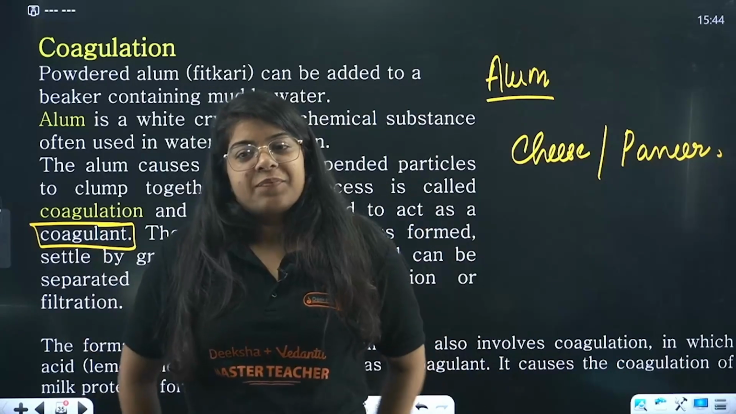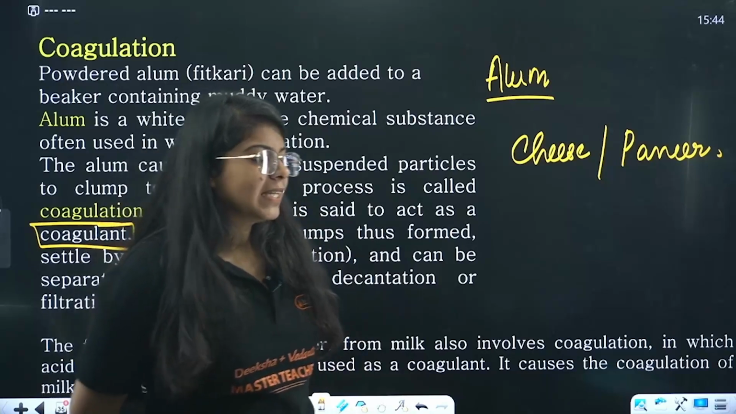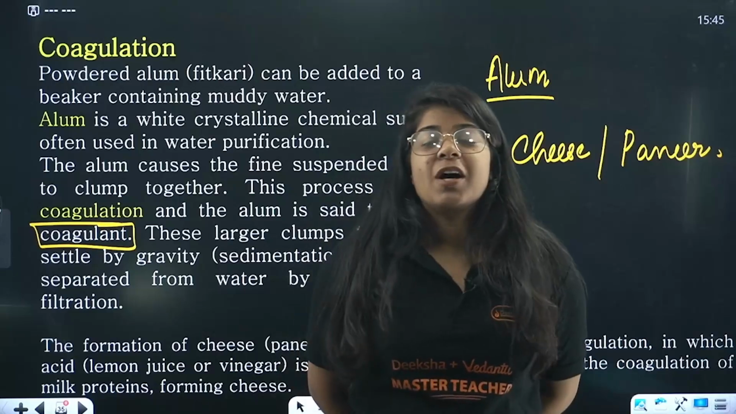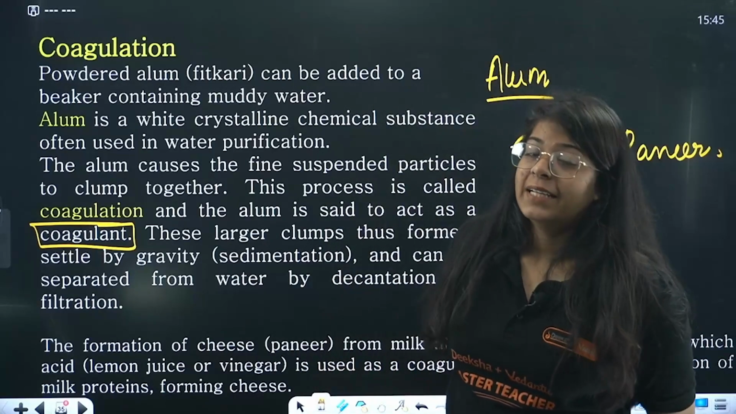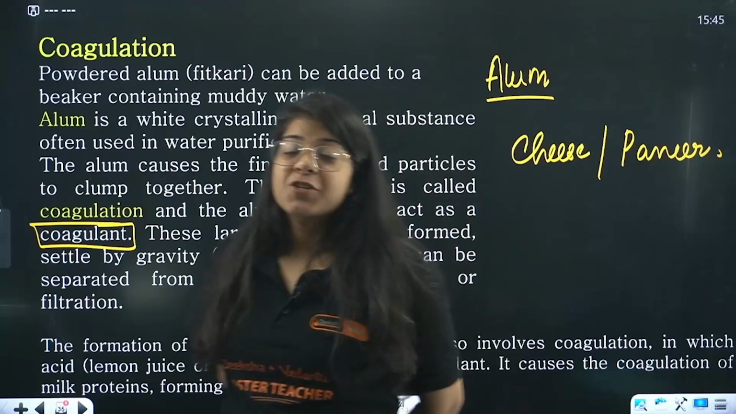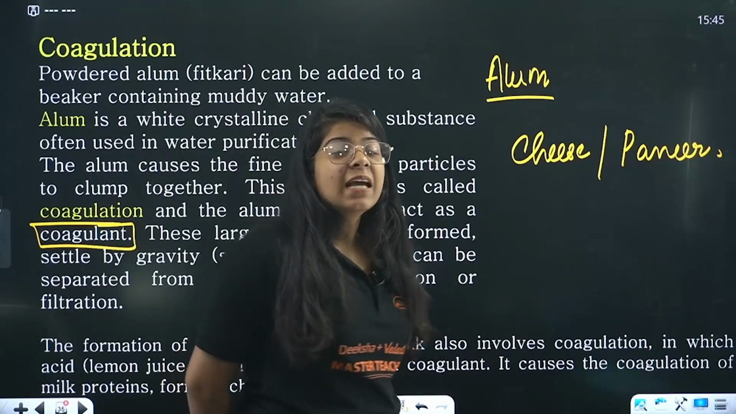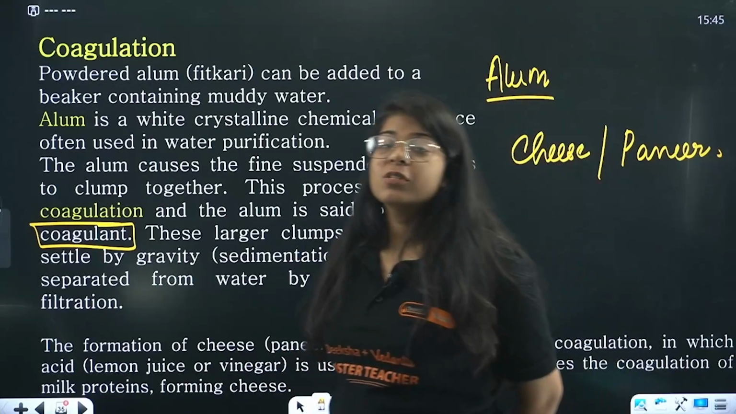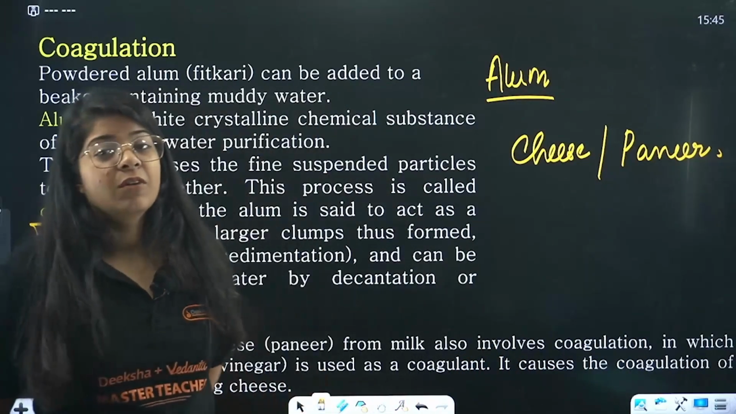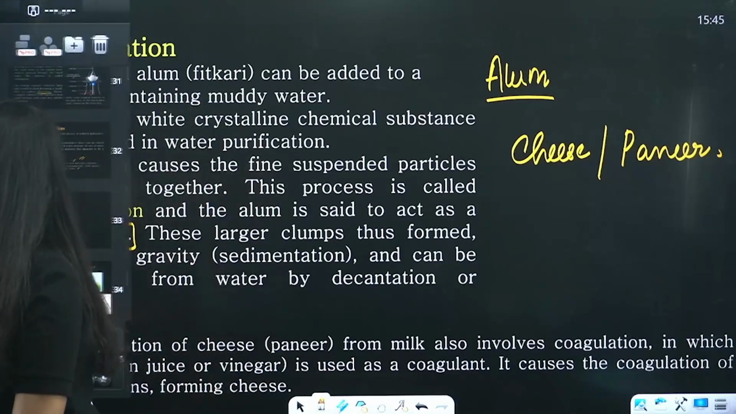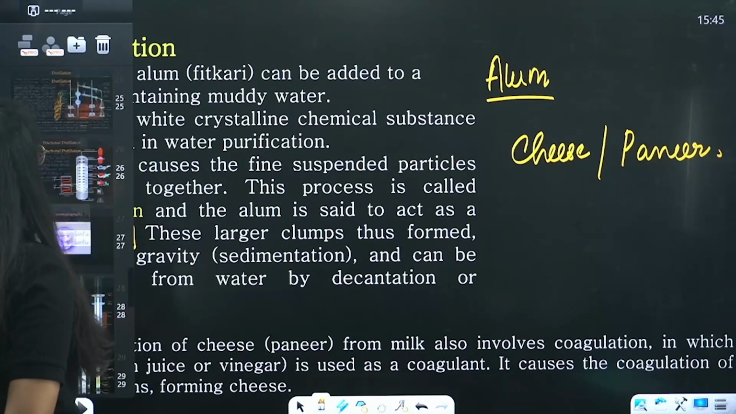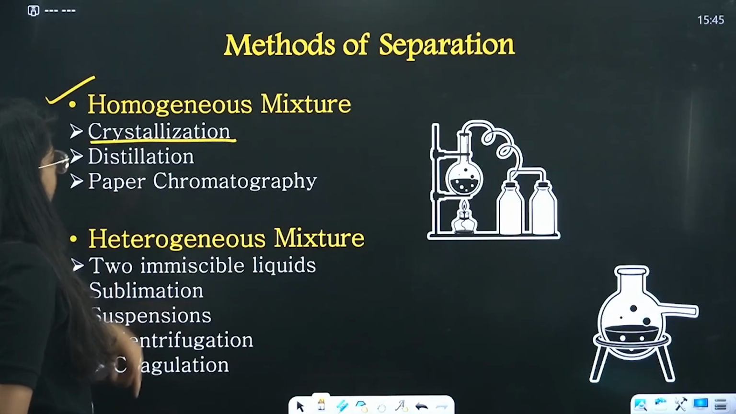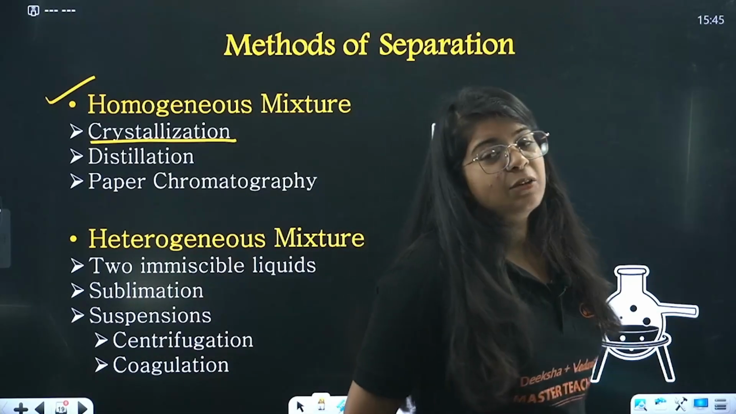So, bacha, all these techniques are used for separating mixtures, that is homogeneous mixtures and heterogeneous mixtures, and there are different types of techniques we used. Crystallization, distillation, fractional distillation, paper chromatography, those are for homogeneous mixtures. For heterogeneous mixtures, beta, we use what? We use sublimation, we use coagulation, we use centrifugation, and did I forget something? What else did we use? Yeah, that is it. Two immiscible liquids, that's the basic technique we used before that.